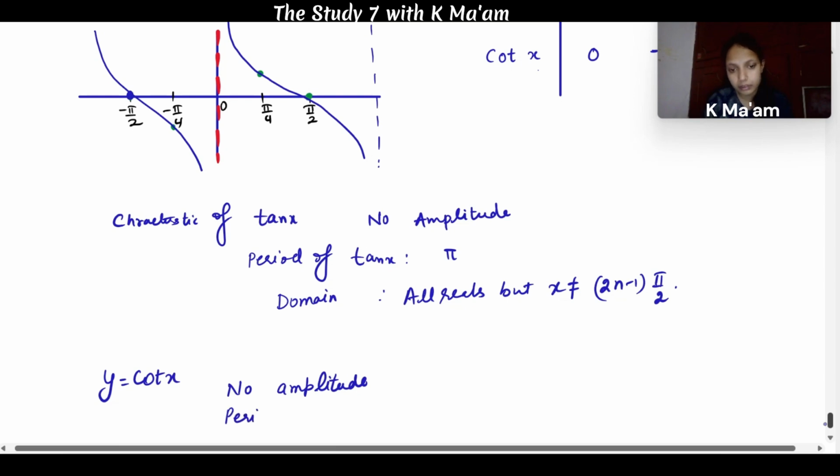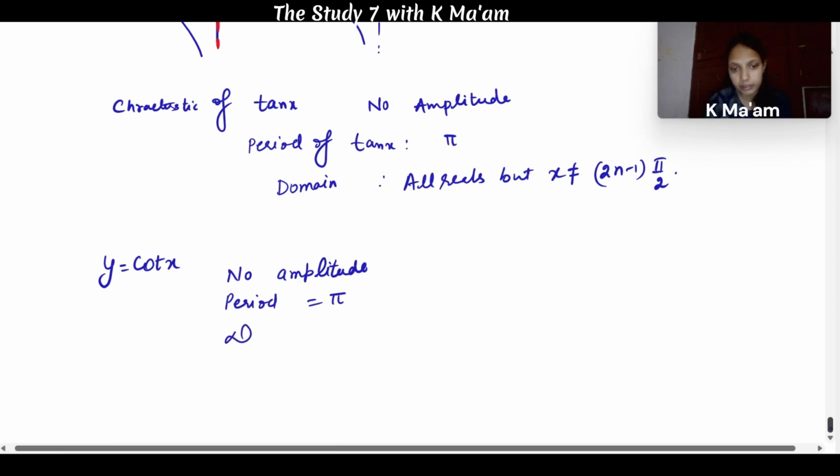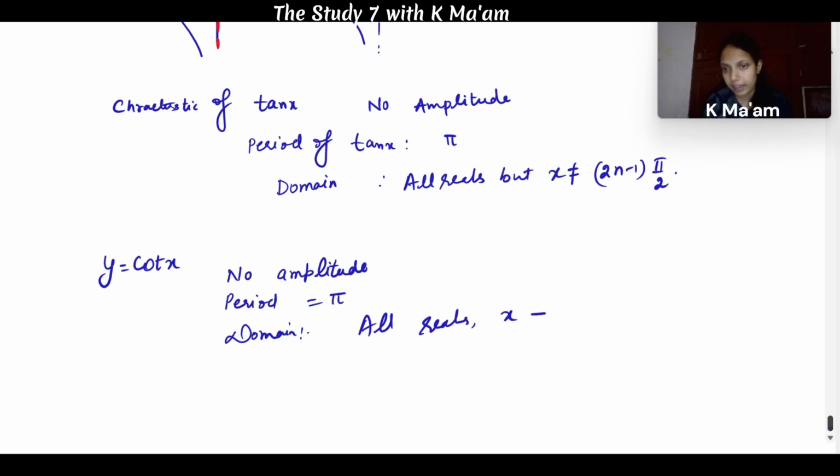I will write for the cotangent function: no amplitude, period will be pi, domain all reals, but make sure x is not equal to n pi. Positive multiples of pi and negative multiples of pi are not allowed in the cotangent, because at those values cotangent is undefined.